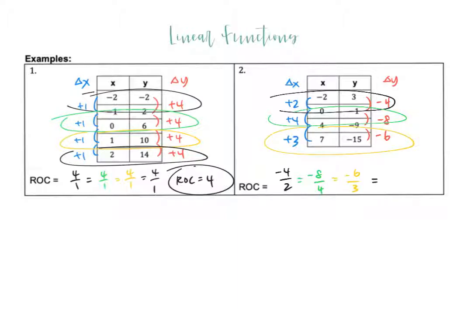Well, if I simplify all those, I really get -2. So the rate of change is constant. The rate of change is -2 throughout. So this also would be a linear function.